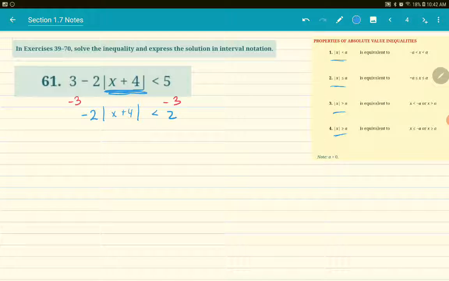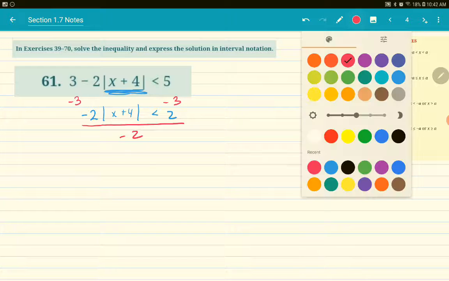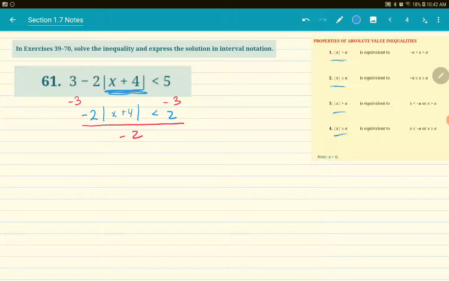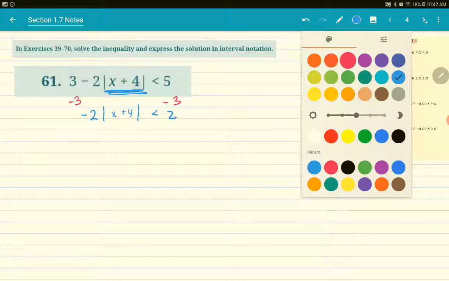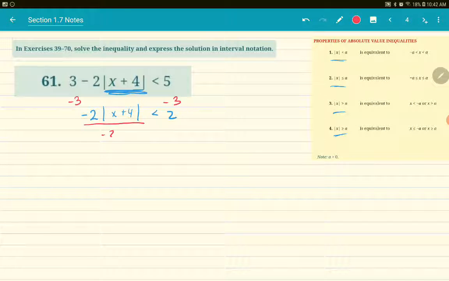Okay, and then I need to divide both of those by a negative 2 to isolate the x plus 4 absolute value. So dividing the whole thing, so I don't forget to flip that inequality. When I divide by a negative, I have to flip the inequality. So this negative 2 cancels with this one, and I get, actually, you know what I'm going to do? I want to break it apart in terms so I don't get confused about canceling.